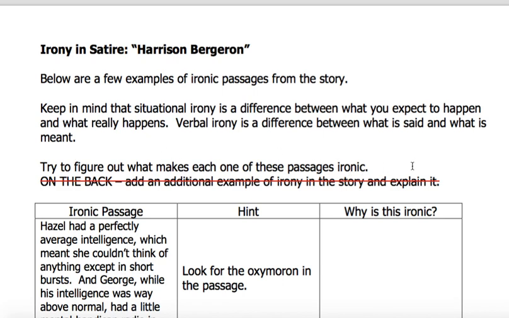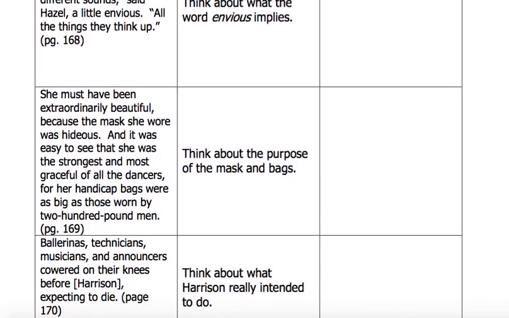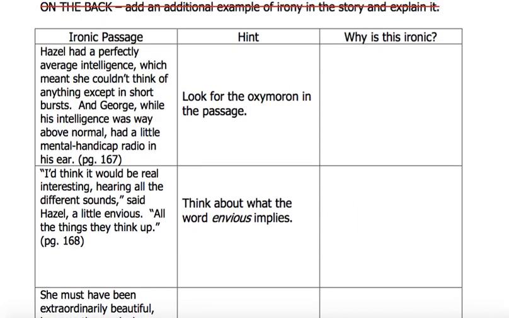And on the back, I'm giving you an additional worksheet. So if you take a look briefly with me, you have 4 different types of passages, and I just want you to forget about this page number here that's in reference to a textbook edition of the story. They give you the ironic passage. They give you a hint to think about why this might be ironic or what is really meant in the passage, and then they want you to write in why this particular passage is ironic.